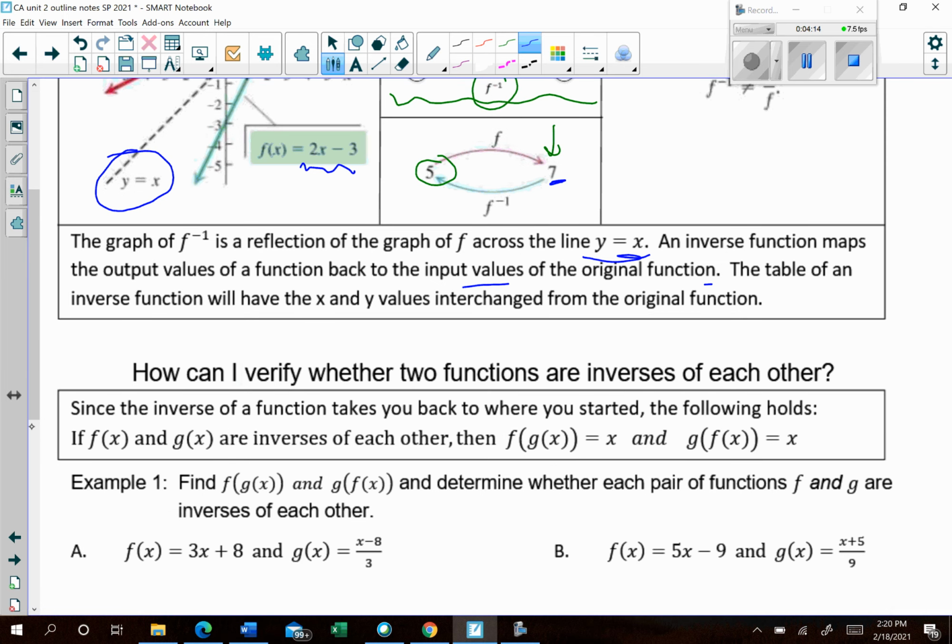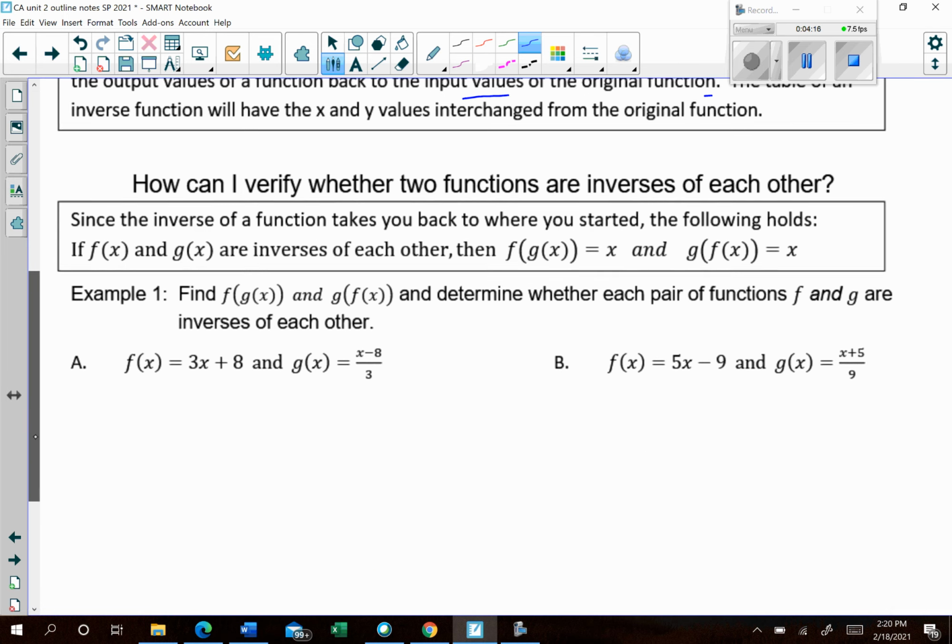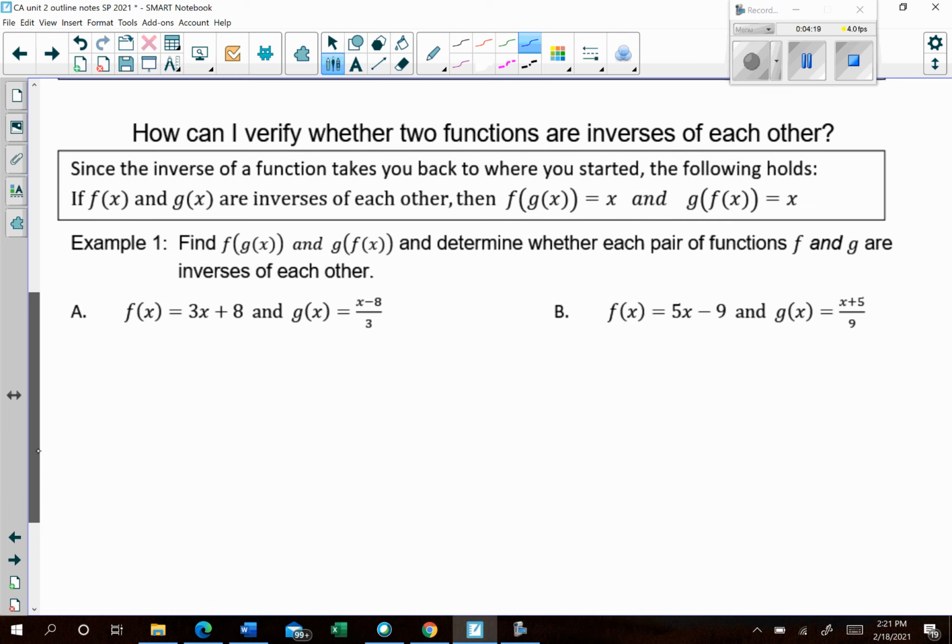The first thing we're going to look at is how I can verify two functions are inverses of each other. If I'm given two functions, how can I figure out if they're inverses? Since the inverse of a function takes you back to where you started, the following holds. If f of x and g of x are inverses of each other, then if you do a composite function where you stuff one into the other, it should return you to the original value, x. And it doesn't matter which one's stuffed into the other one.